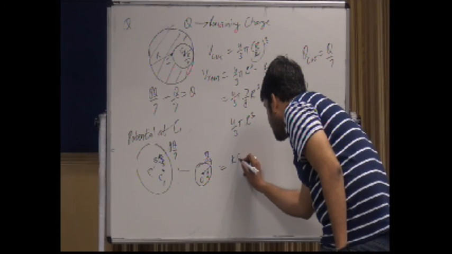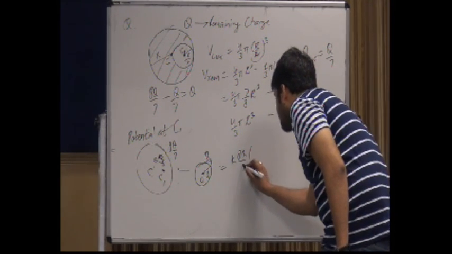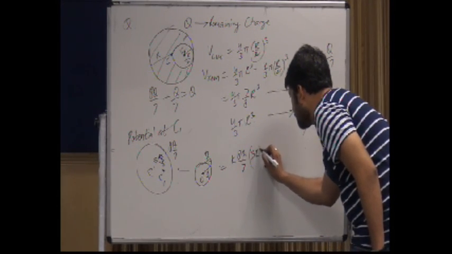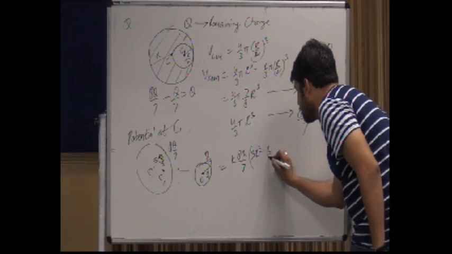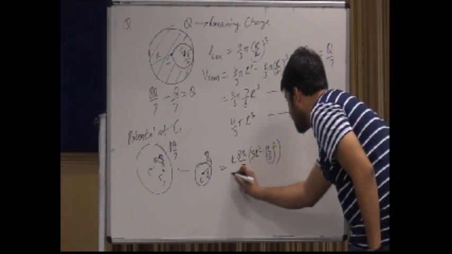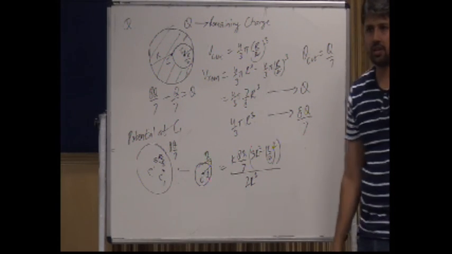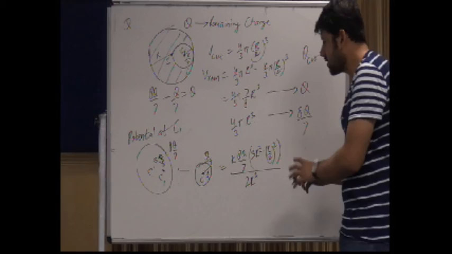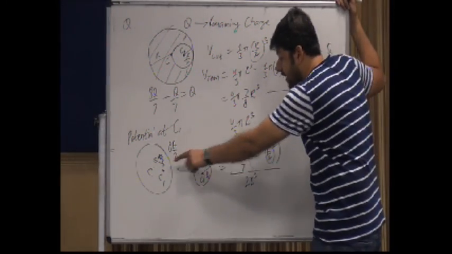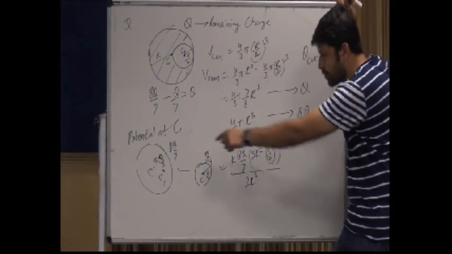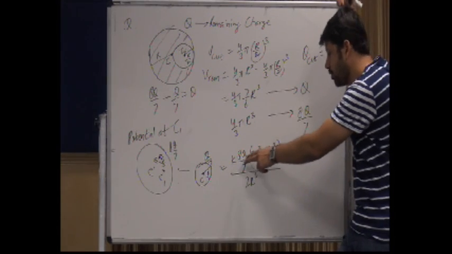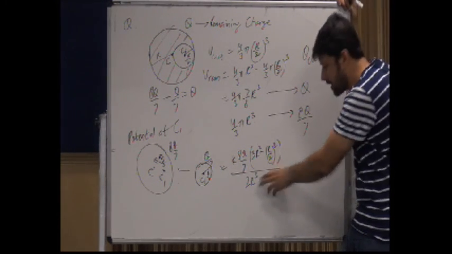K (8q/7)(3r² − (r/2)²) upon 2r³. Okay, this is getting to my point. The charge is 8q/7. The distance from center is r/2. So kq(3r² − small r²) upon 2r³.